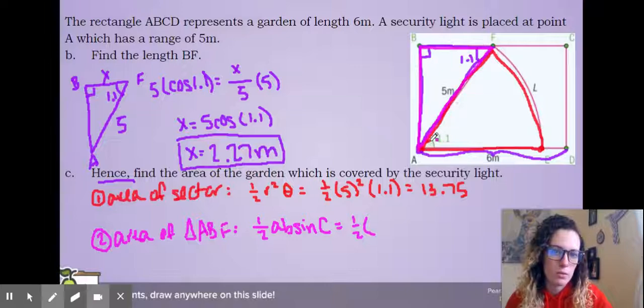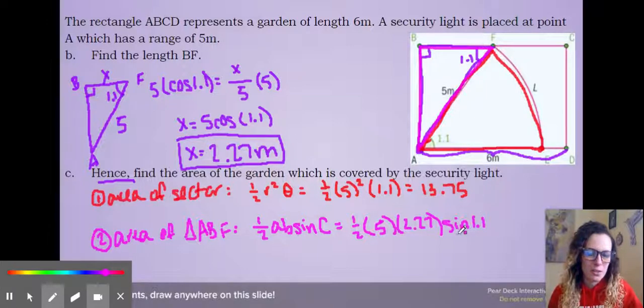So I have this side of this pink right triangle. I have this side of 5. I also, in part B, remember the hence, I also just found this side, B to F, as 2.27. And conveniently enough, we had already known that this angle at F is 1.1, so times the sine of 1.1.